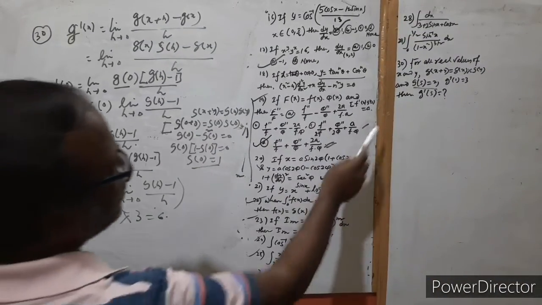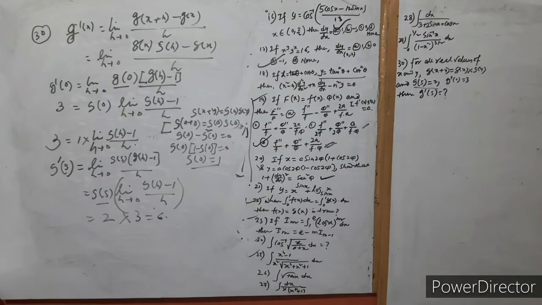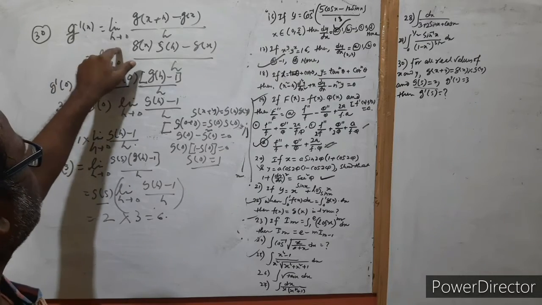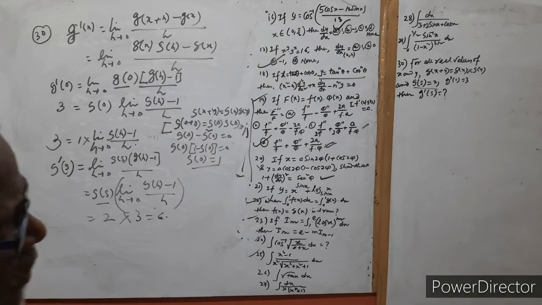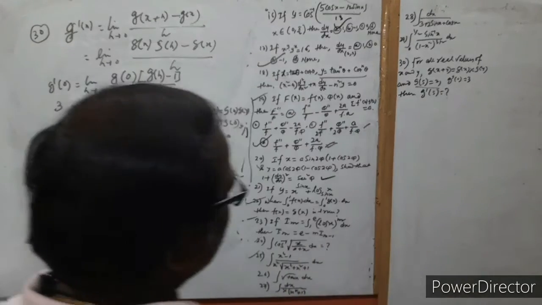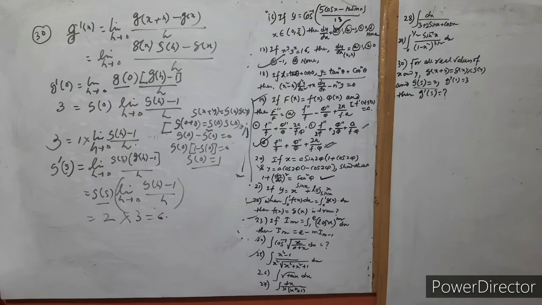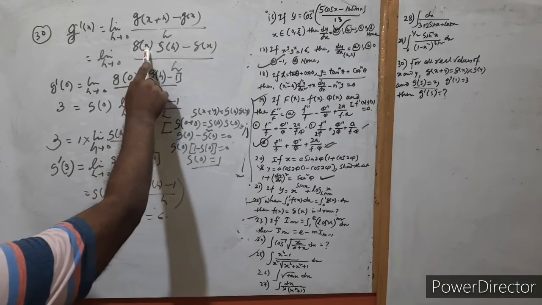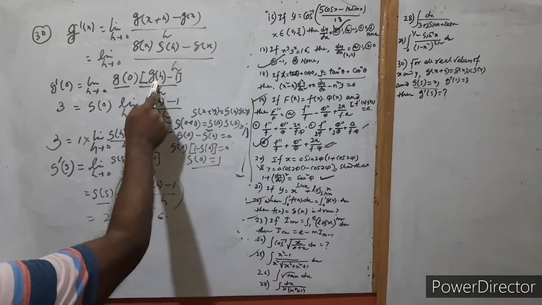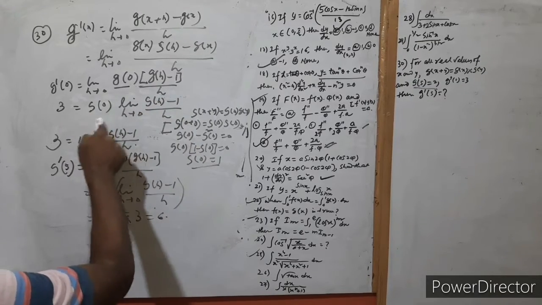Now question number 30. g dash x is by the first principle of limits, g dash x equals the limit as h tends to 0 of g of x plus h minus g of x by h. It is given that g of x plus y equals g of x into g of y. So we can write g of x into g of h minus g of x, and taking g of x common, g of h minus 1 by h.